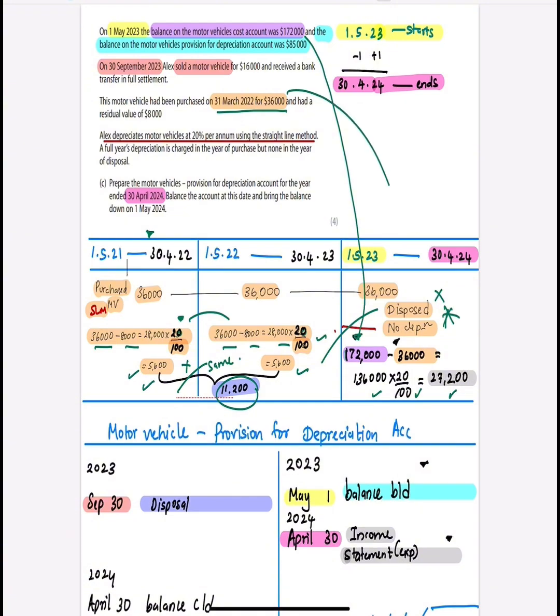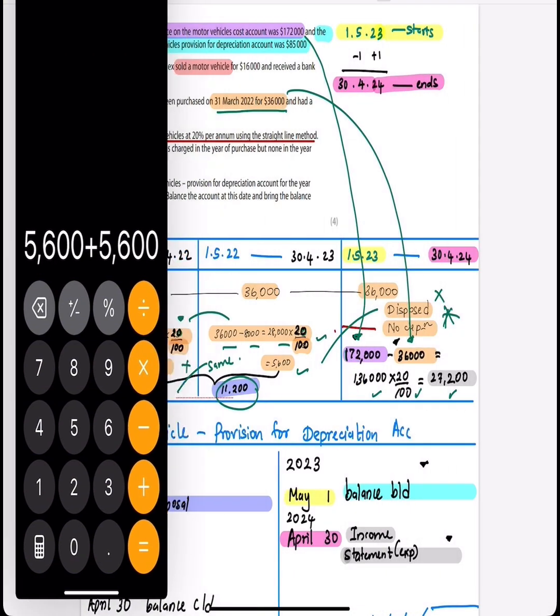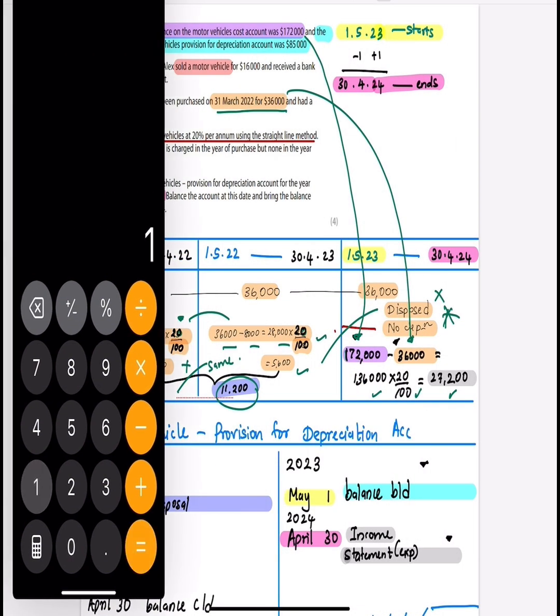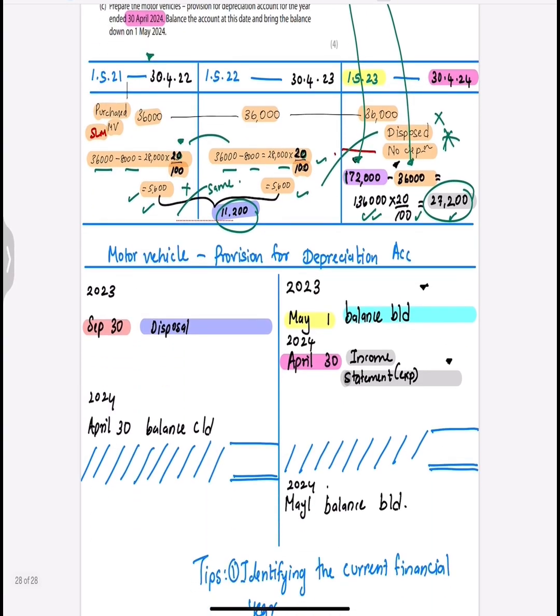Now let's calculate for the existing motor vehicles. 172,000 was the opening balance. 36,000 worth of it is disposed. So take 172,000, take away 36,000 to find the remaining motor vehicle cost, which is 136,000. At the straight line method rate of 20%, this should give 27,200 as the provision for depreciation for the current year.